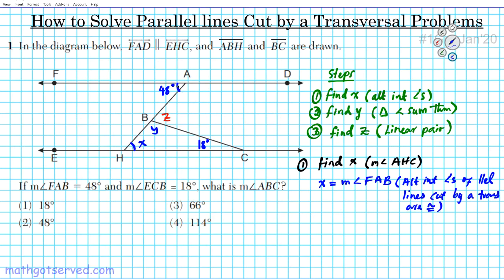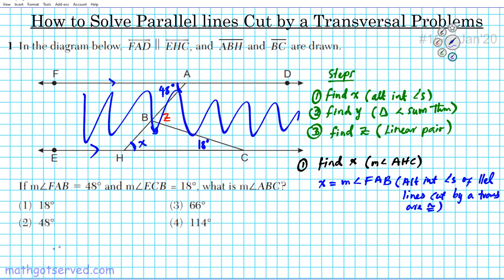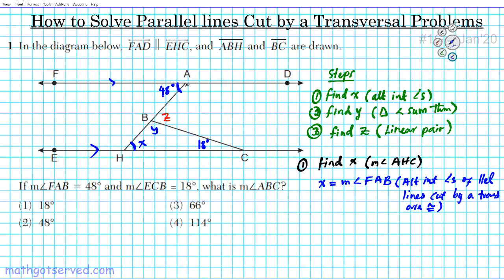So we automatically know that this angle right here and this angle are congruent because we have, see, AH is the transversal, okay? And this line FAD is parallel to EHC. So you have two parallel lines cut by a transversal, alternate interior. So this region here is the interior, all right? If you're on different sides of this transversal AH, then you're alternate, okay? So alternate interior angles of parallel lines cut by a transversal are congruent, all right?